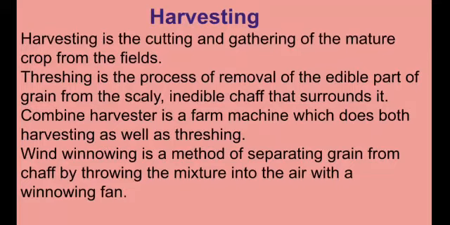But both we can do in one machine, which is called the combine harvester, which does both harvesting as well as the threshing. So after threshing, after harvesting, we need to do winnowing, as I told you, and it is a method of separating grain from chaff by throwing the mixture into the air. So the light parts of the crop will be removed from the grains. We need to separate by the wind winnowing, which is a very common practice.